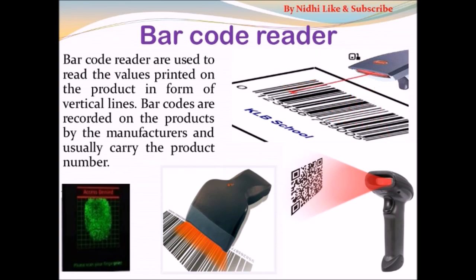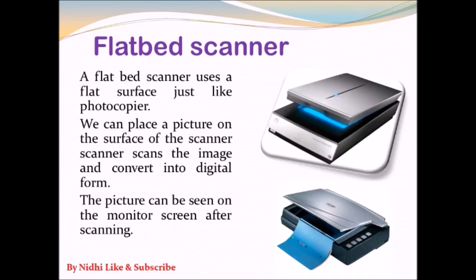Now we will talk about flatbed scanner. Flatbed scanner is a type of scanner that uses a flat surface just like a photocopier machine, in which we can put a picture on the surface of the scanner, and the scanner scans the image and converts it into a digital form. That is, the physical picture will be converted into a digital form, and you can see that digital form on the monitor screen. Okay, so here you can see the flatbed scanner.